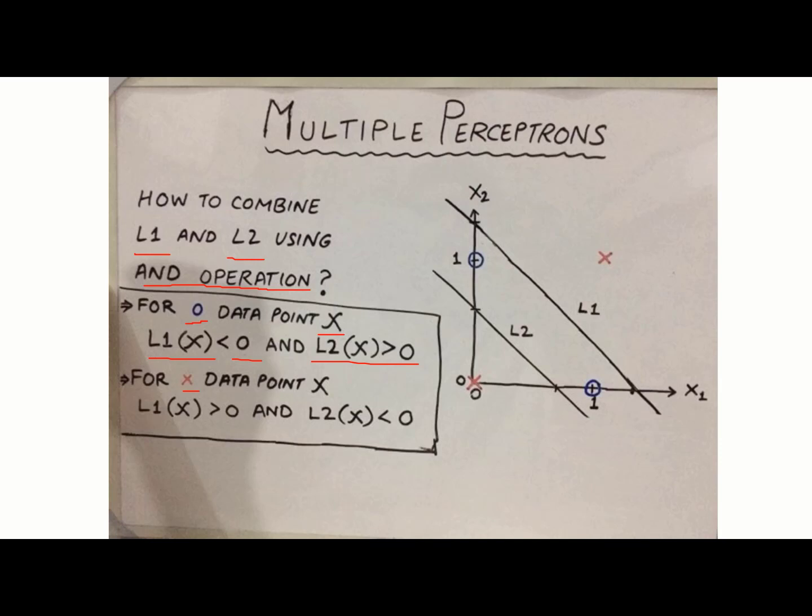So if we want to apply this AND logic between L1 and L2, then we're going to say that for the blue circle data points, L1 of X is less than 0 and L2 of X is greater than 0. And for the cross data points, L1 of X is greater than 0 and L2 of X is less than 0.